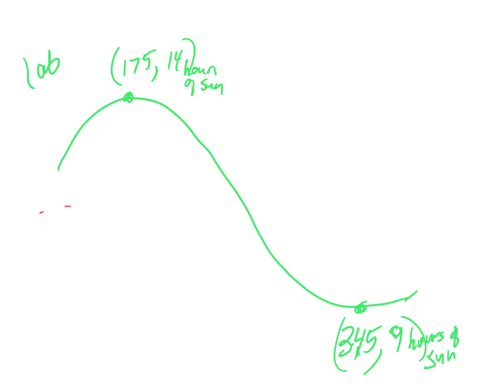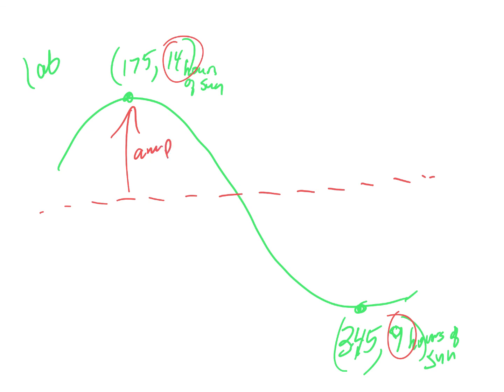Then what do you do? Midline, averaging the 9 and the 14. Amplitude from the midline up to 175. And oh, vertical shift. You'll have to figure out how far to shift it over based on that 175. And it's going to be cosine, that's for sure.